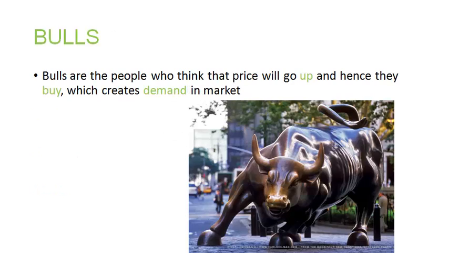So let's quickly understand who the bulls are. Bulls are the people who think that the price will go up and hence they buy, which creates demand in the market. For example, if you think that the price of the stock is going to go up, you are going to buy the stock, and if you are going to buy the stock, you are creating demand, and the moment demand is created, the price starts going up. So you would be a bull.